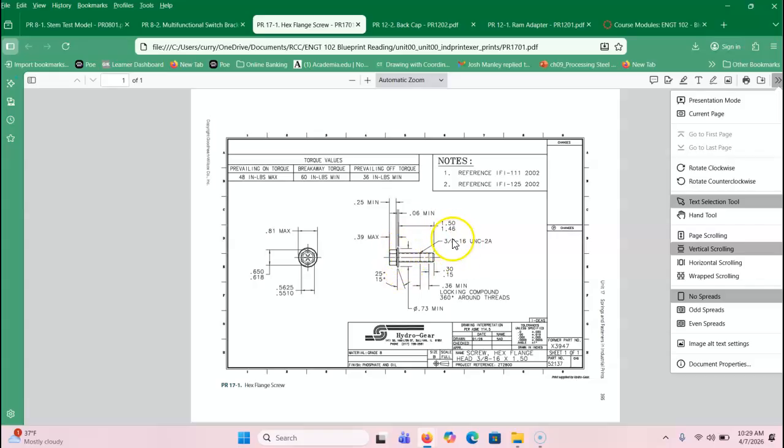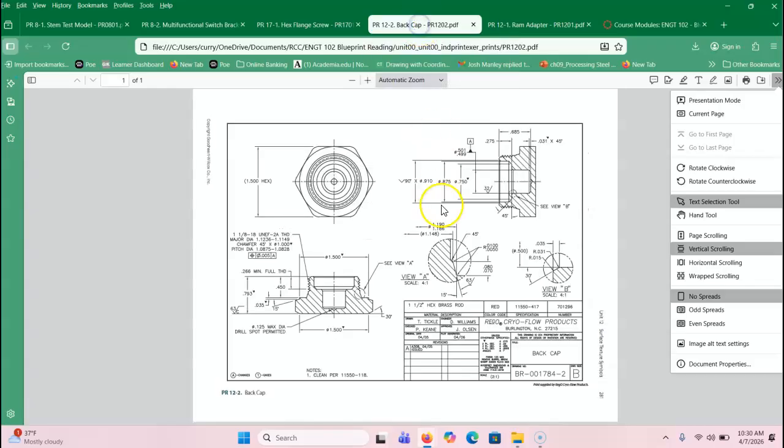They're not really spelling out the depth over here. Instead, they spell out the depth right here on that depth dimension for the shoulder to the head of the actual screw. So that gives you an idea of that callout.